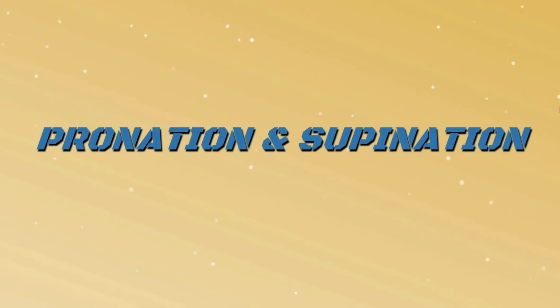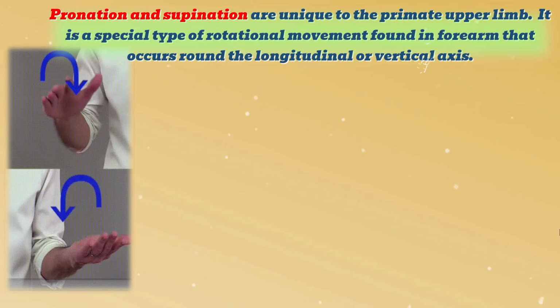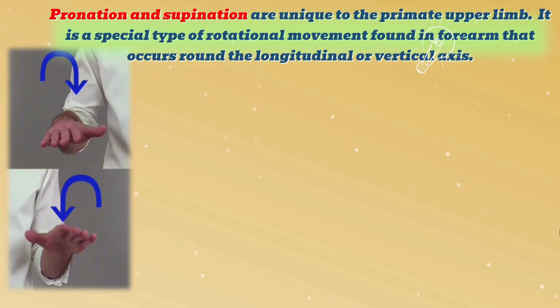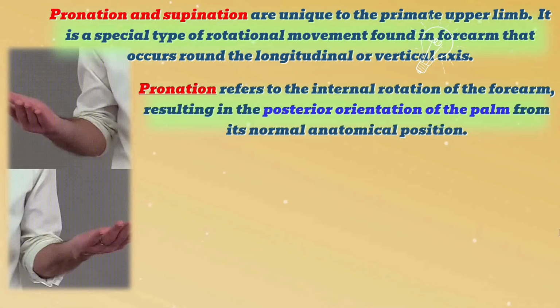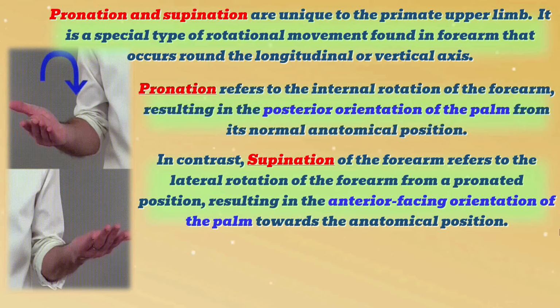What is pronation and supination? Pronation and supination are unique to the primate's upper limb. It is a special type of rotational movement found in the forearm that occurs around the longitudinal or vertical axis. Pronation refers to the internal rotation of the forearm, resulting in the posterior orientation of the palm from its normal anatomical position. In contrast, supination of the forearm refers to the lateral rotation of the forearm from pronation, resulting in the anterior facing orientation of the palm towards the anatomical position.